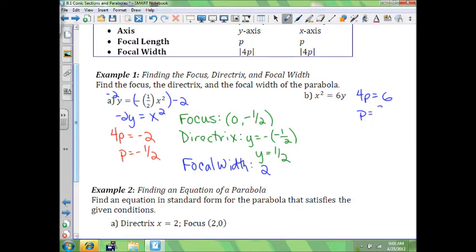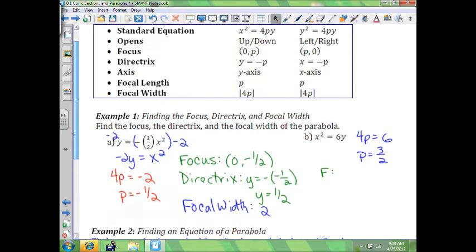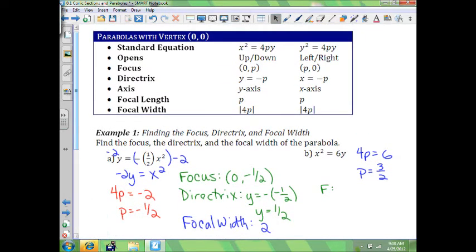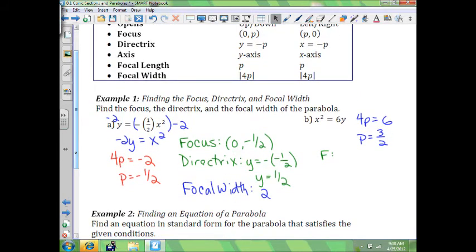That means p is equal to 3 over 2. My focus, because it's x squared is equal to 6y, that means I'm going to use my left side of this chart here. My focus will be at (0, p), so (0, 3/2). My directrix will be the line y equals negative 3/2. And my focal width will equal the absolute value of 4p, which is 6. So there we have it: the focus, directrix, and focal width of the parabola.